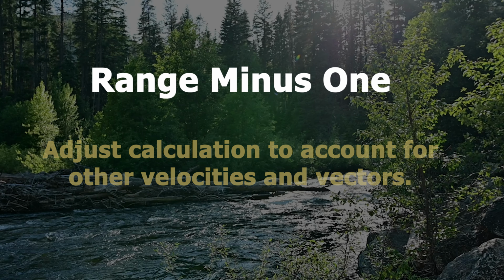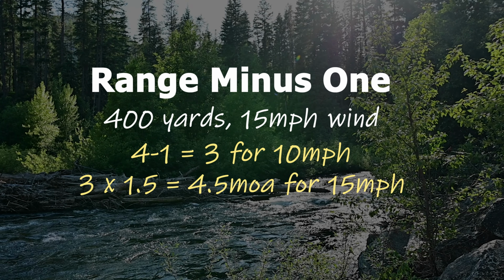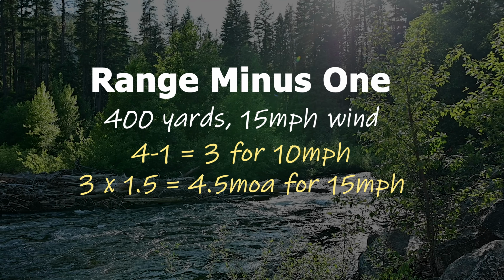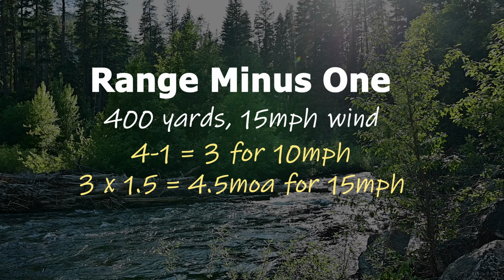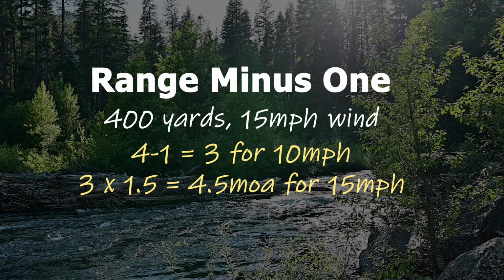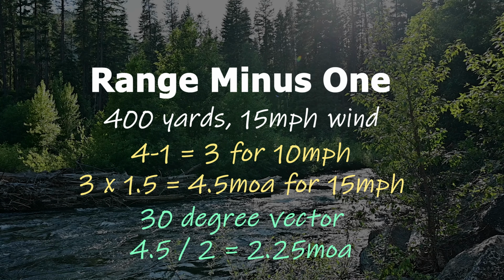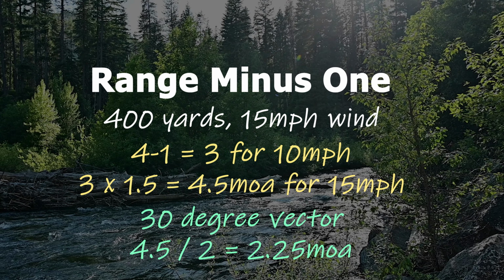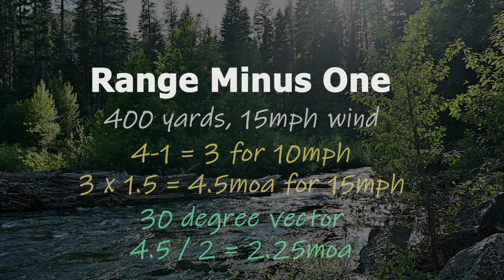For example, at 400 yards with a 15 mile per hour wind, 4 minus 1 equals 3, then multiply by 1.5 to get 4.5 MOA. And if the wind vector is 30 degrees, divide by 2 to get 2.25 MOA.